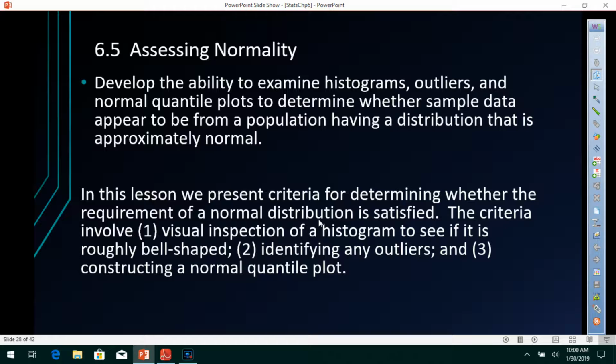In this lesson, we present criteria for determining whether the requirement of a normal distribution is satisfied. The criteria involve: 1, visual inspection of a histogram to see if it is roughly bell-shaped; 2, identifying any outliers; and 3, constructing a normal quantile plot.